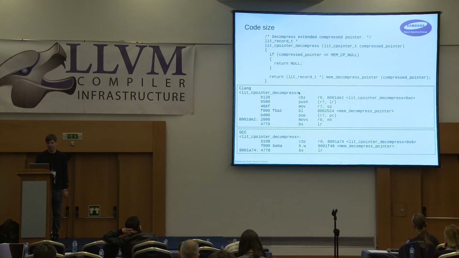Clang still emits also the compare and branch if 0, so that's great. But then it allocates a stack frame here for calling the function. I know that we have some tail call optimizations also in the ARM backend, but it looks like this case is not triggering that.